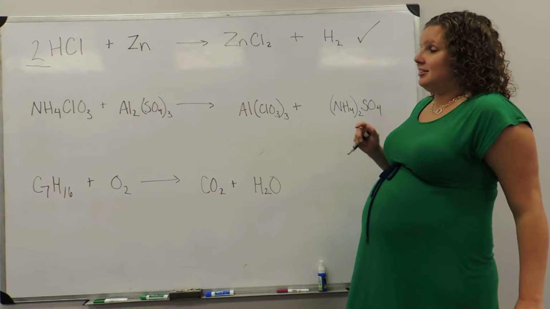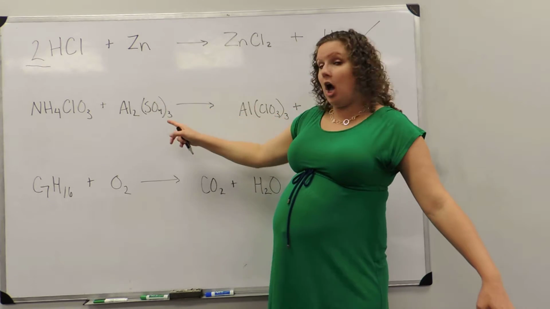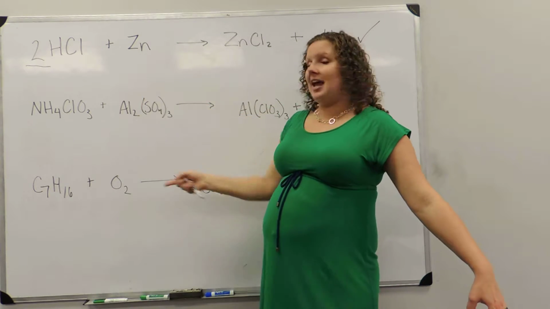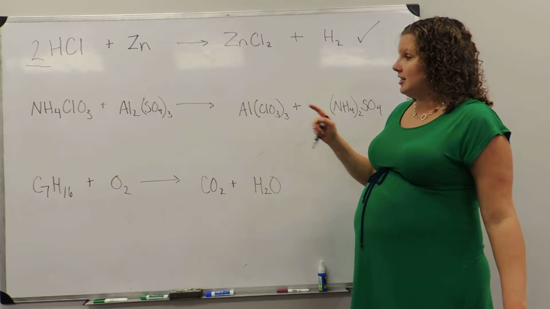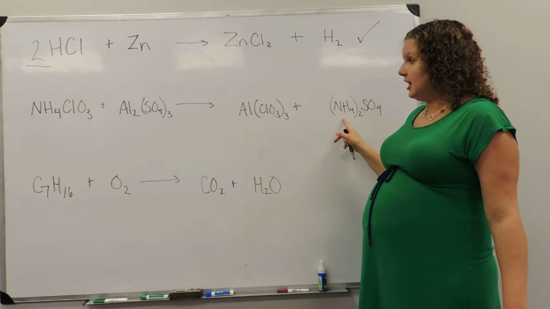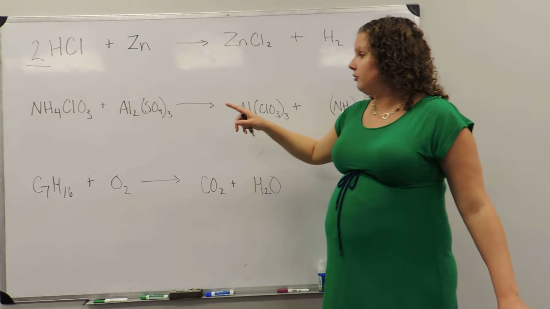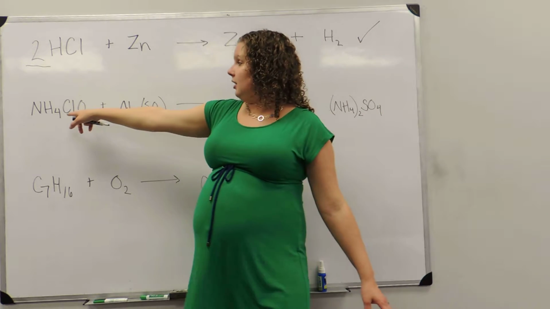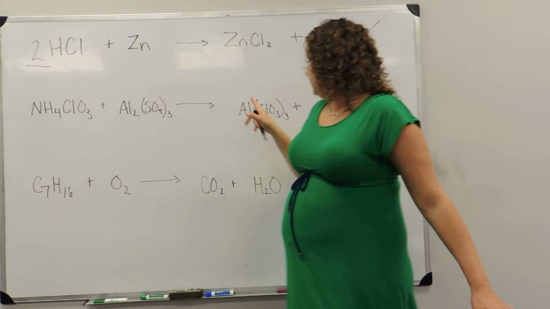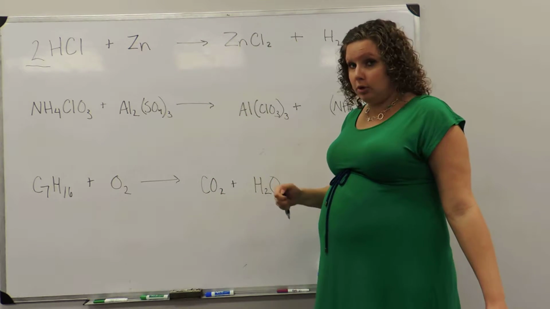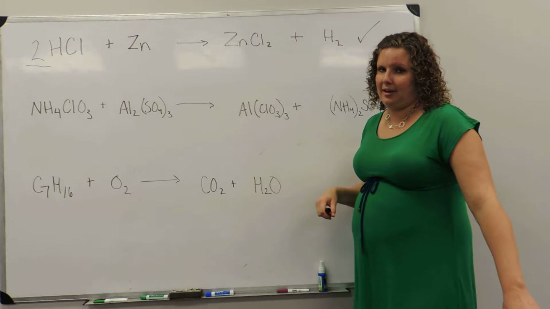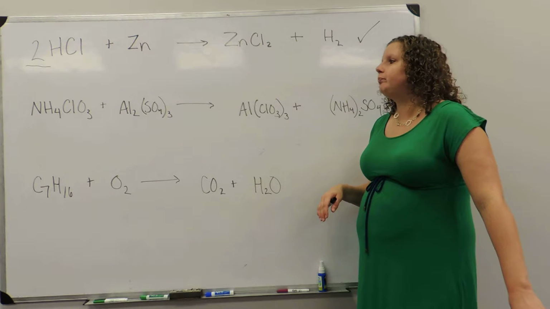So what that means is instead of trying to balance this as S and O, I can balance it as the SO4 group. All right, anything that stays together. So in all these cases, the ammonium, the NH4, the sulfate, the SO4, and the ClO3, all stay together. So I can balance them as groups instead of having to balance them as individual atoms, which makes it a whole lot easier.